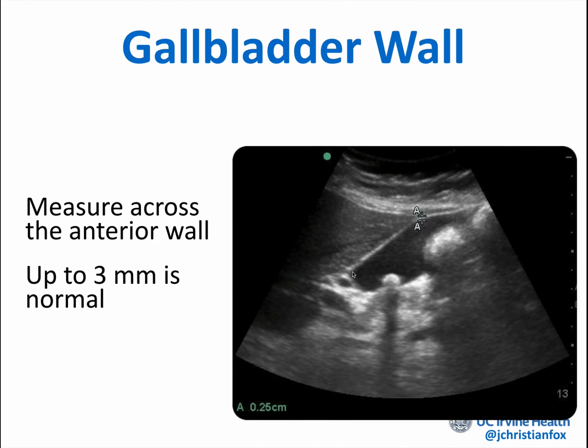And that wall along the anterior border, a normal wall thickness is 3 millimeters. Once you start getting more and more thickness of the wall here, then you worry about not just gallstones, but you worry about an infected gallbladder, something called cholecystitis. So gallstones alone are called cholelithiasis, but once you get a thickened gallbladder wall with some fluid around it, it becomes cholecystitis. And that's something that requires antibiotics and ultimately surgery.